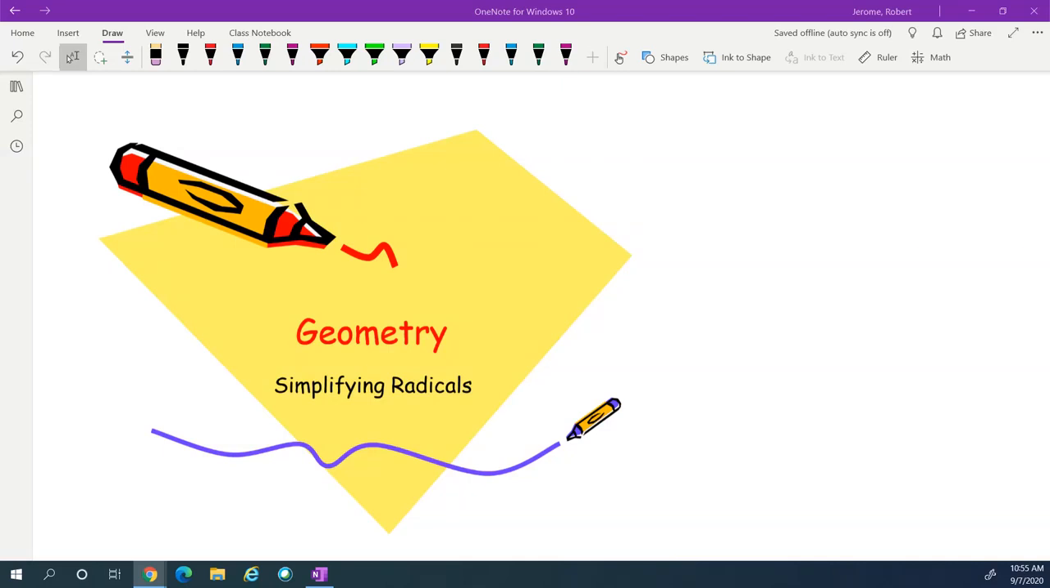All right, guys. So a handful of students were asking for some review help on simplifying radicals. So let's get down to that. So, simplifying radicals.